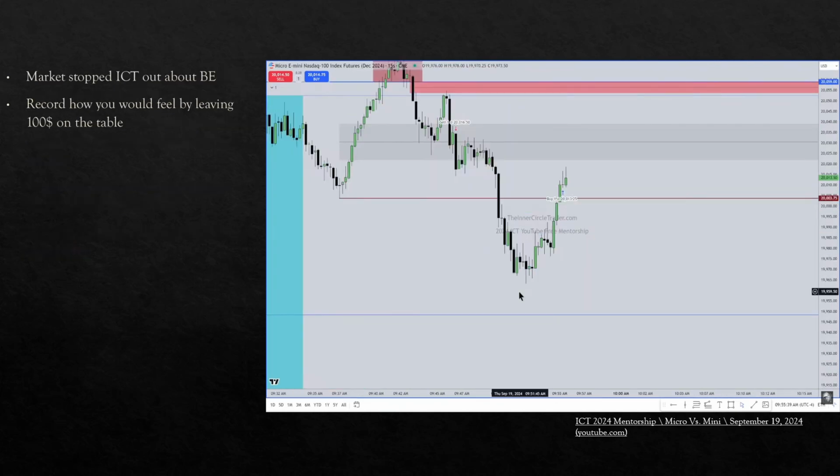So ICT got stopped out at break even, roundabout where he had his stop loss and profit. And how are you feeling if you would have left $100 on the table? He probably did that so his students can learn, but I would also advise you to record your emotions in these blank spaces right here.